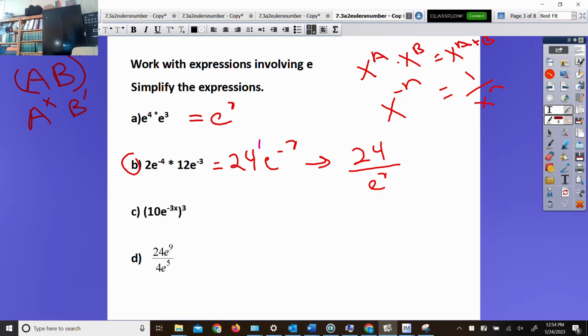Anybody know the other one? Talked about it yesterday. Talked about it for a couple days in a row now. It's this one: x to the A, all raised to B. What's x to the A all to B? X to the AB.